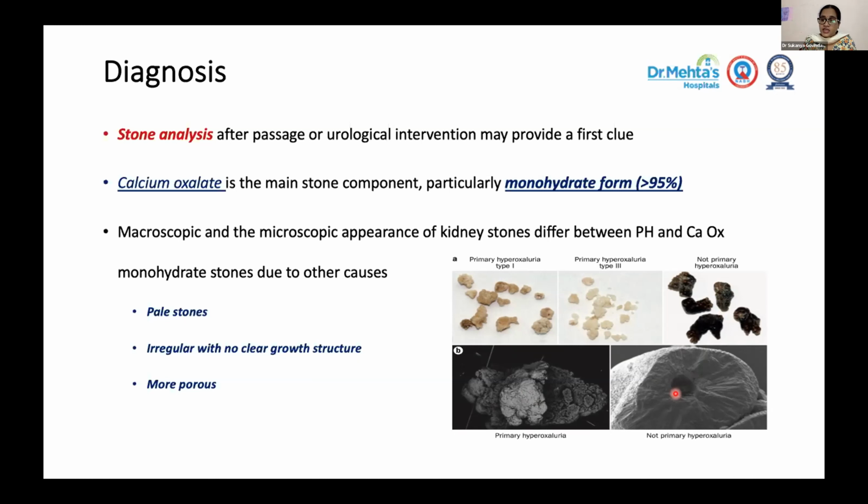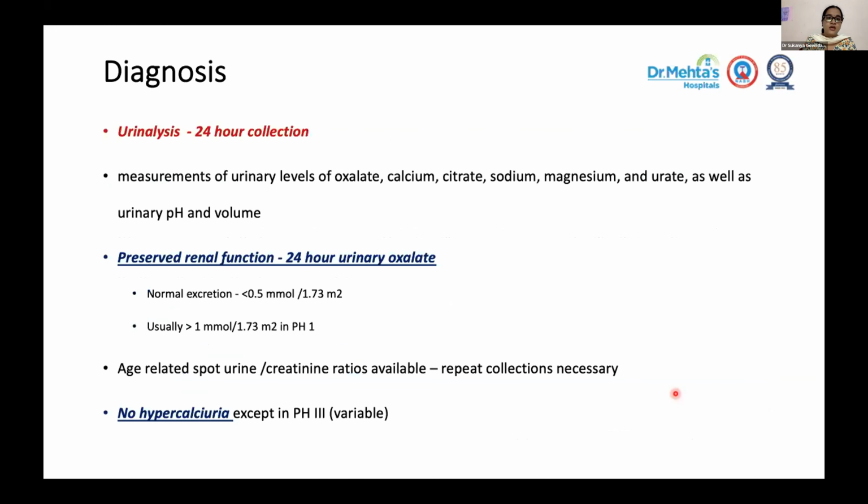So these things can give you a clue. Usually stone analysis is attempted, and you should ask for infrared spectroscopy to identify the monohydrate form. So it is important that you request this test when you attempt a stone analysis.